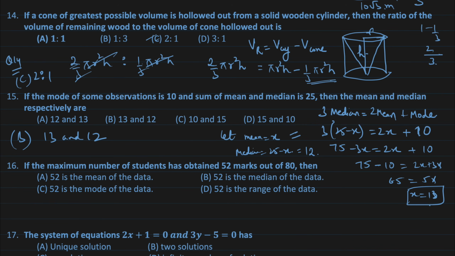Now, question number 16, that was 15. If the maximum number of students has obtained 52 marks out of 80, so 52 marks out of 80 is for the maximum number of students, that's when the frequency is coming many times and it is the mode, right? So the option here is 52 is the mode of the data, option C, right?